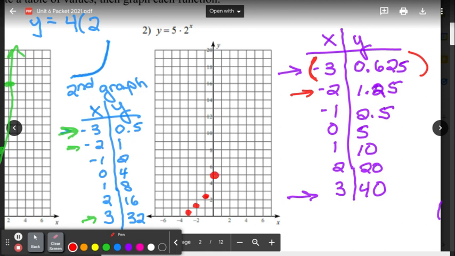0, 5, 1, 10, and 2, 20. Where's that guy? Okay, 3, 40 is definitely not fitting. So I'm just going to leave that one off my graph.